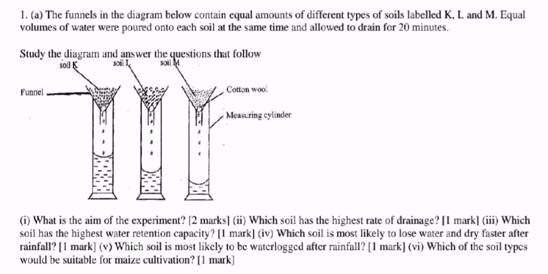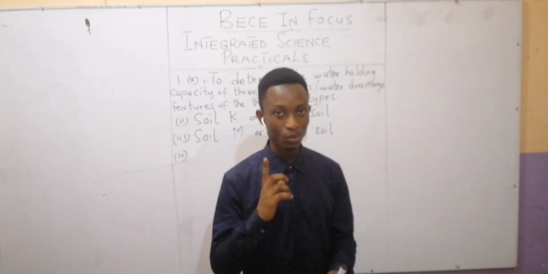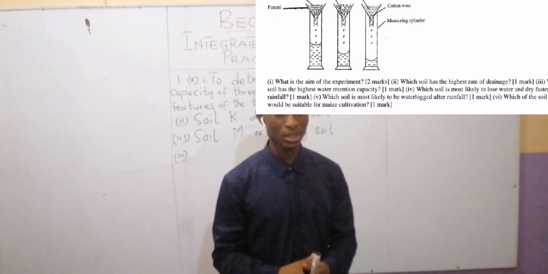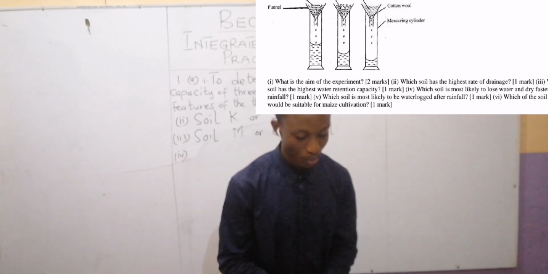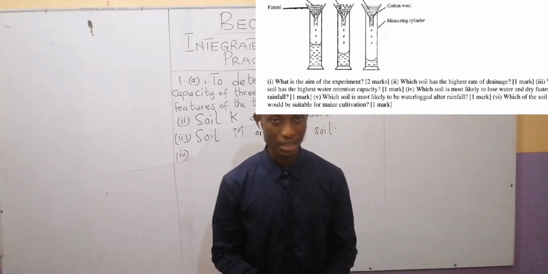IV. Which soil is most likely to lose water and dry faster after rainfall? So which of them is most likely to lose water completely and also become so dry right after rainfall? Now let's look at the soil samples. We can do that by identifying the one which has the highest water drainage, where water drains so fast. That goes to soil K, that is the sandy soil.